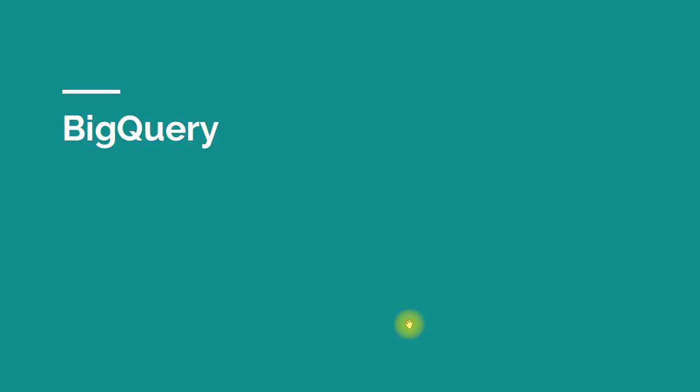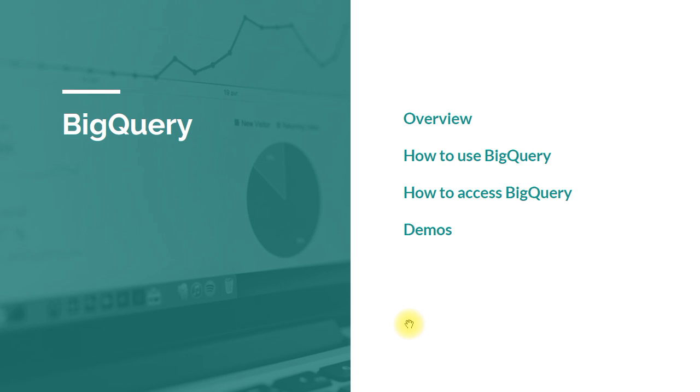So now moving to BigQuery, and in BigQuery we have 4 points. First, we'll have an overview, and after this, a general high-level talk on what we need to do in order to start using BigQuery, and then the methods to access BigQuery. After that, we'll go to the demo, and I'll show you 3 demos. The first one, we'll see the web interface, how we can access it, how we can create a new dataset, and how we can query the dataset as well.